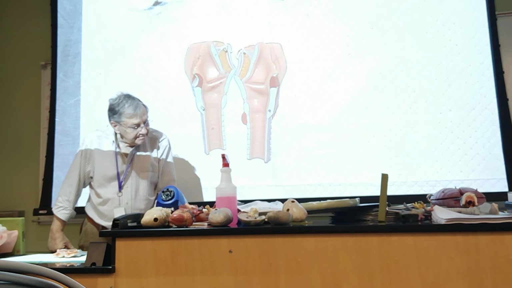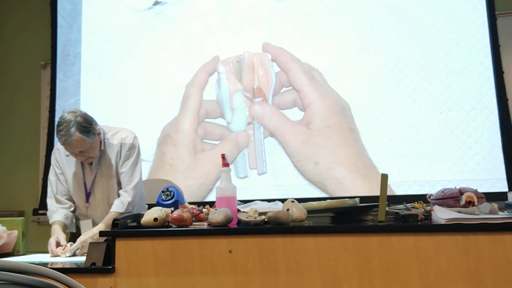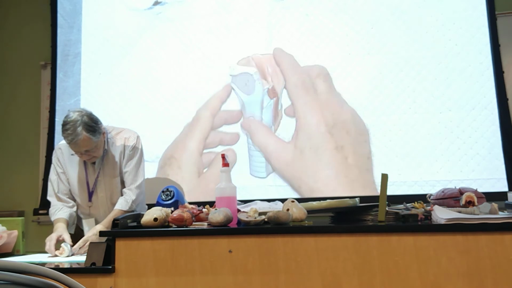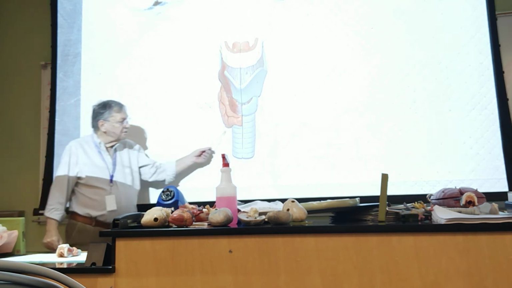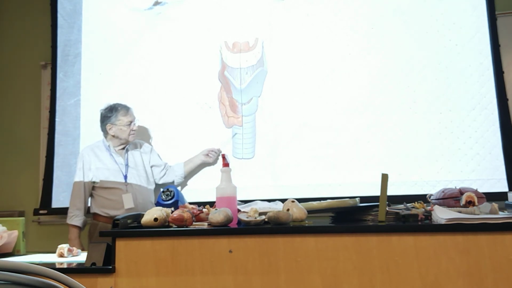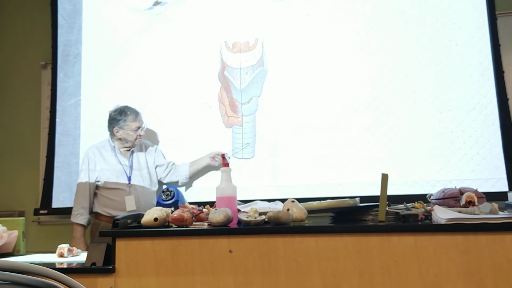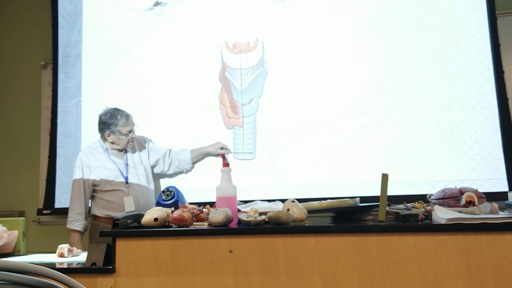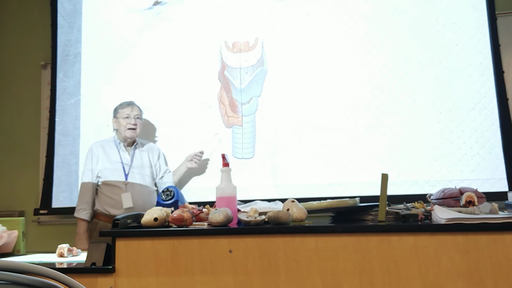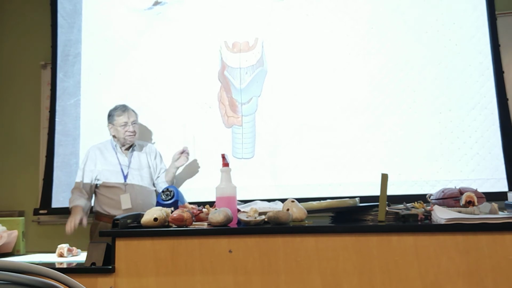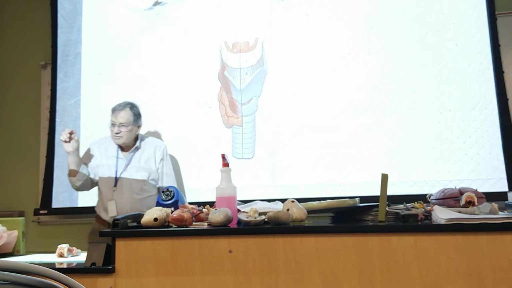In addition, you have tracheal cartilage rings. All these blue bands are tracheal cartilages, the beginning part of your trachea. Okay? But they are not complete rings. They're only 3/4 rings, basically.